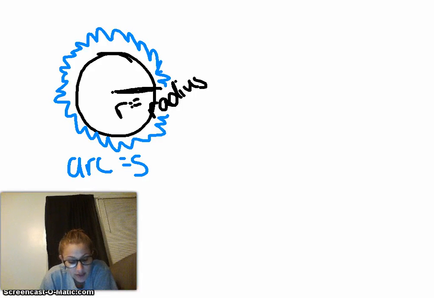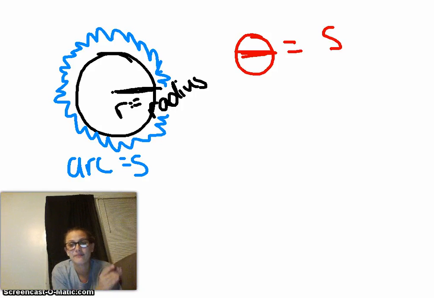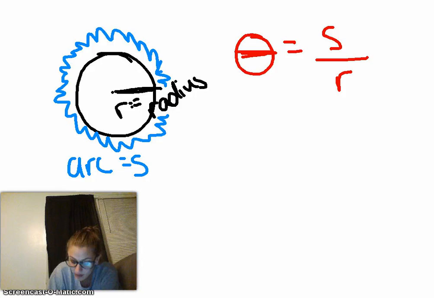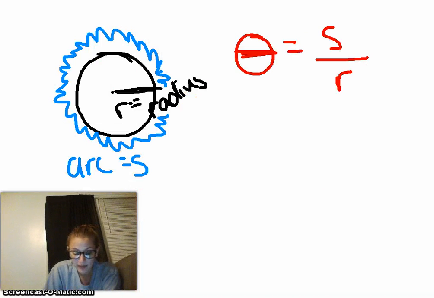Okay, so in general, if I'm going to find my angle, theta, in radians, I'm going to do my arc around my circle, so S, and I'm going to divide that by the length of my radius. That's exactly what I did. Let me take a step back here. I took my arc, my S, and whatever my radius was, in this case it was 2, I divided it up by 2 into all of these pieces, and that's what gave me a radian. So that was a specific example.